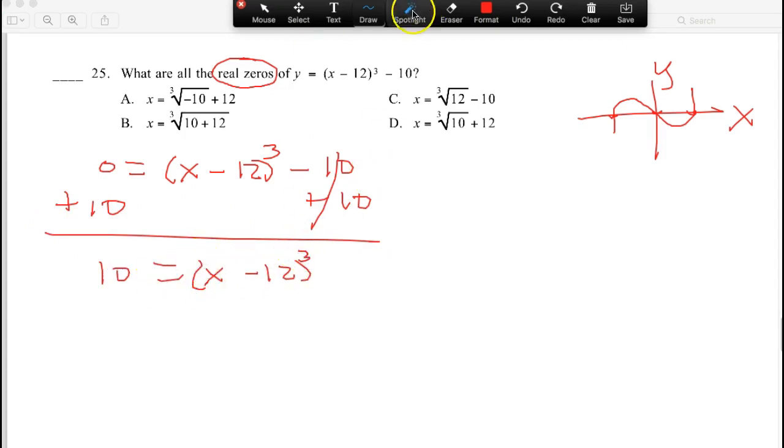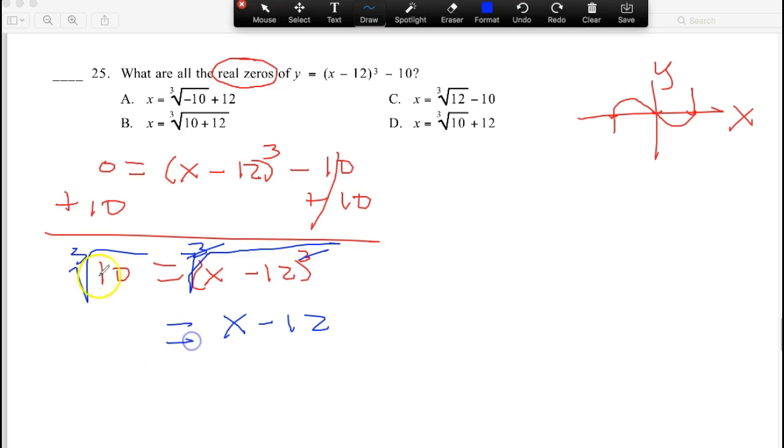Now because I only want real zeros, I can go ahead and cube root this. So I'm going to cube root this on both sides. Now cube roots, I don't have to show a plus or minus solution because cube roots can be negative. All right, so I cube root this side and I get x minus 12. And I cube root this side. Unfortunately, 10 is not a perfect cube, so I'm going to leave it under the cube root of 10. So the cube root of 10 equals x minus 12.